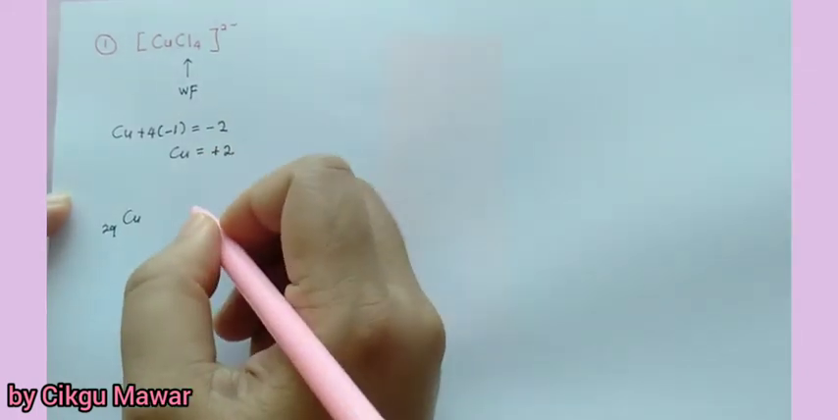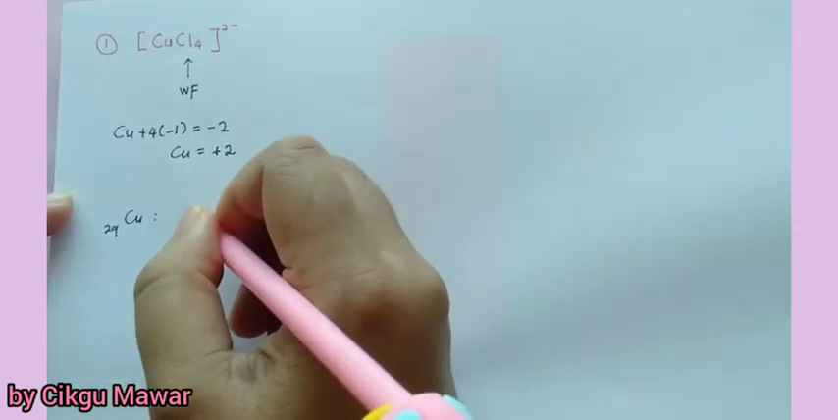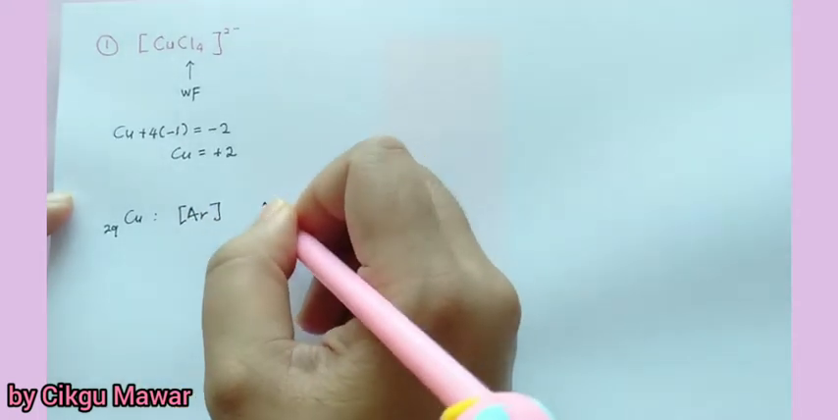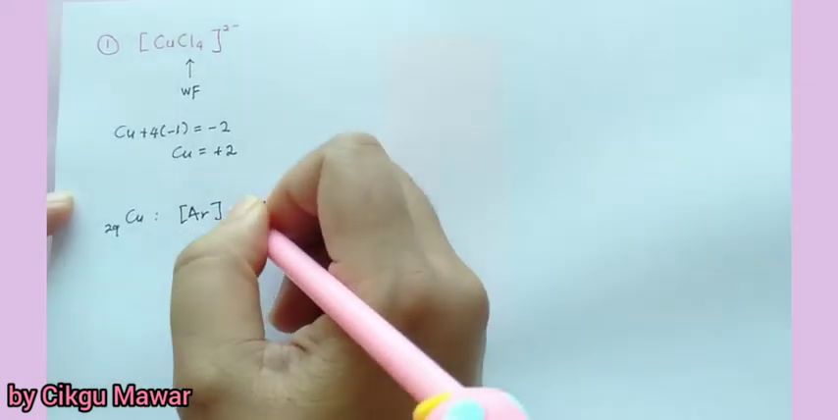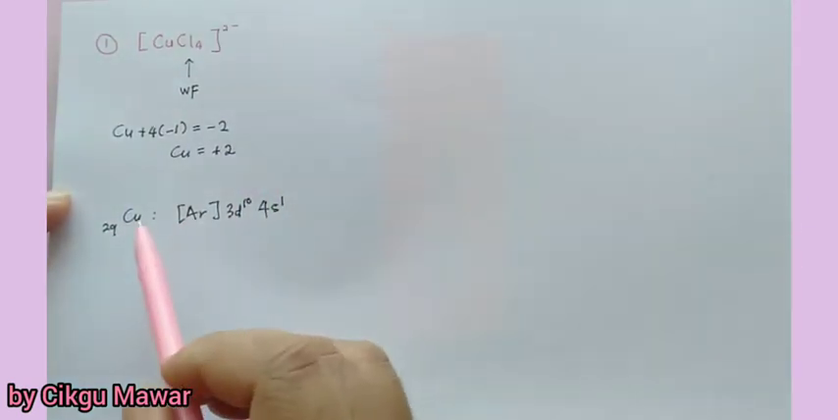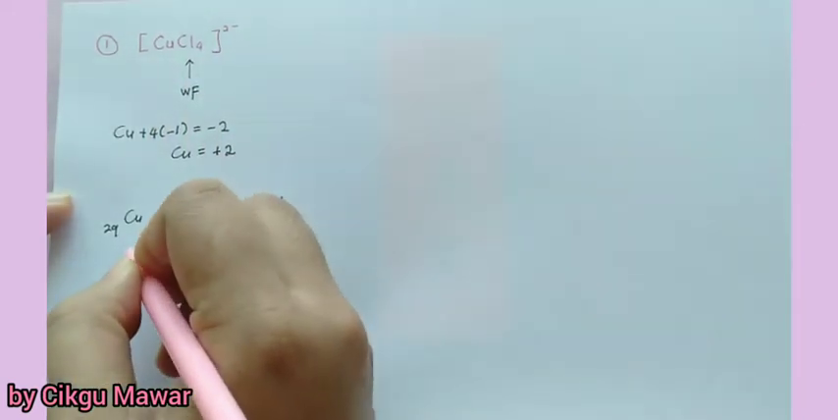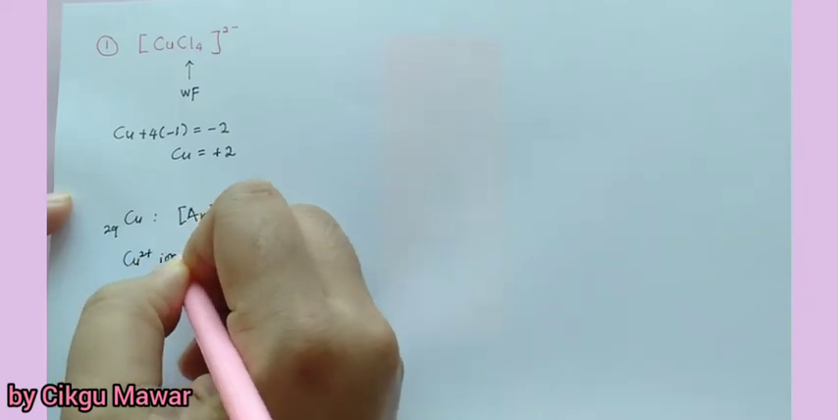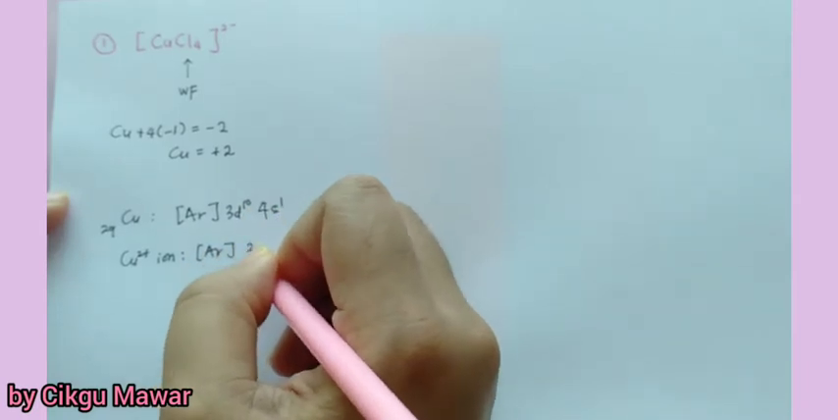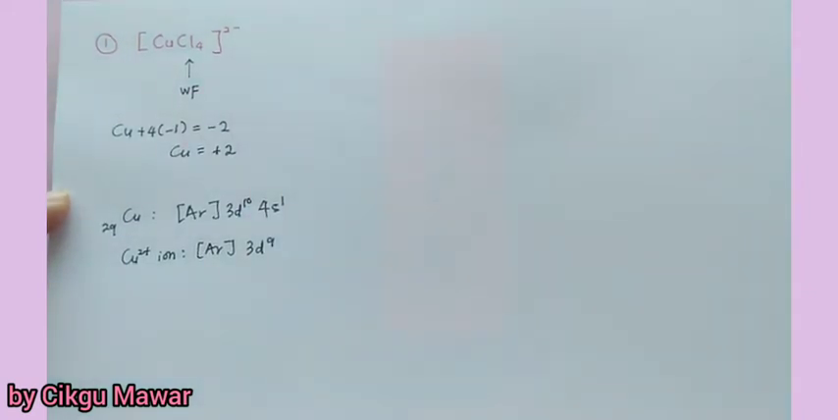So let's write the electronic configuration of the atom. Copper atom: argon, 4s1 and 3d10. This is the electronic configuration of the copper atom. Since this involves copper 2 plus, the electronic configuration of the copper 2 plus ion will become 3d9. We already removed 2 electrons, so it is left with 3d9.